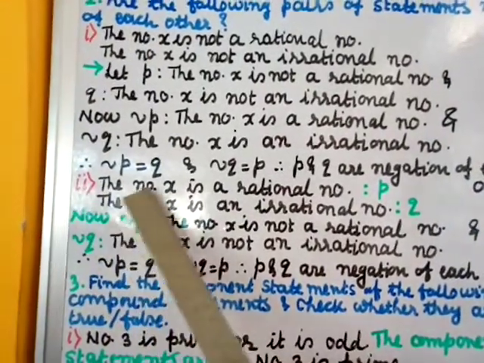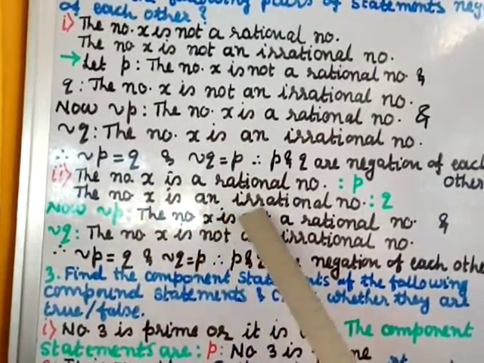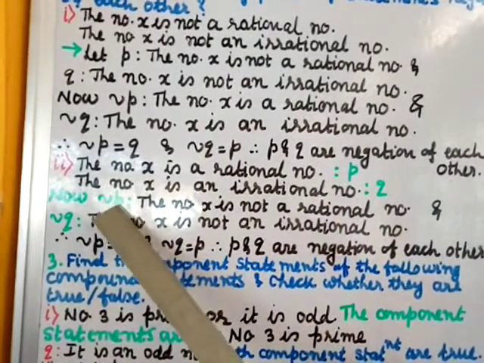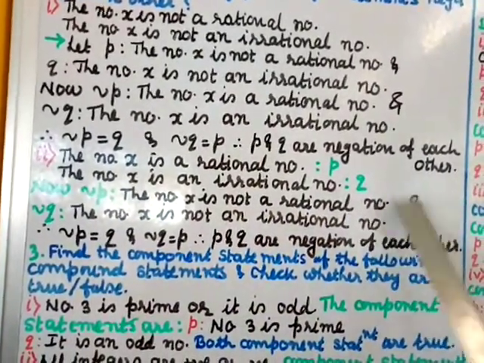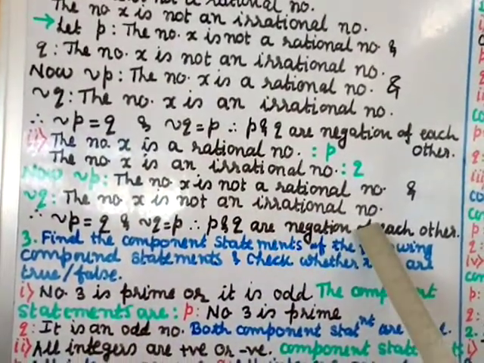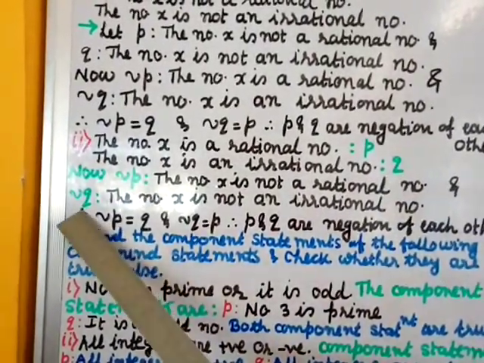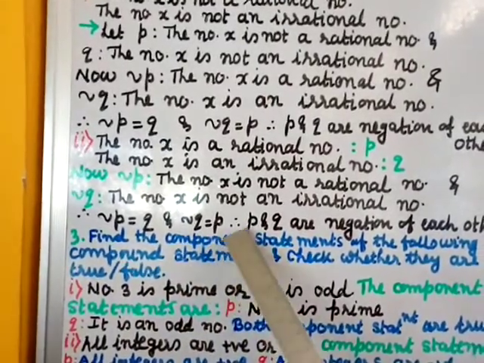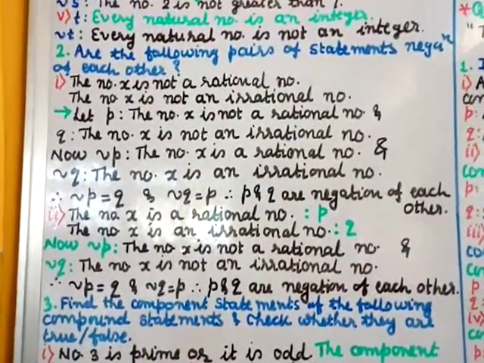Pair 2: the number x is a rational number, I call it P. The number x is an irrational number, Q. Let us write the negation of the first statement, not P: the number x is not a rational number, and the negation of Q, not Q: the number x is not an irrational number. That means here also you can see that not P equals Q and not Q equals P. Therefore P and Q are not negations of each other. So that is the solution for question number 2.